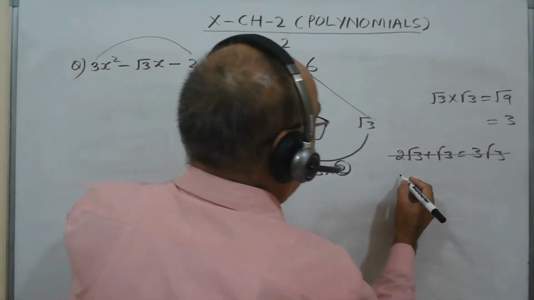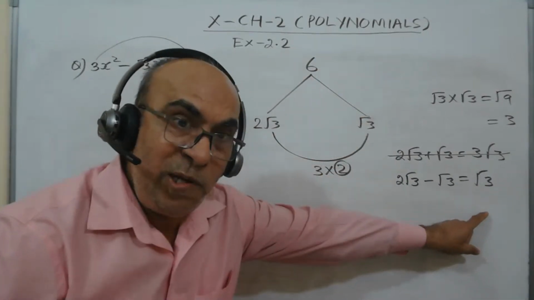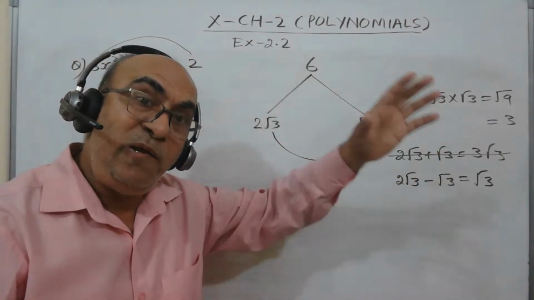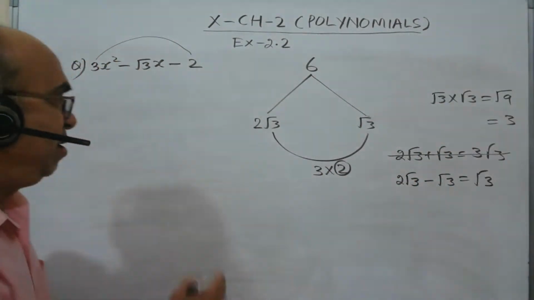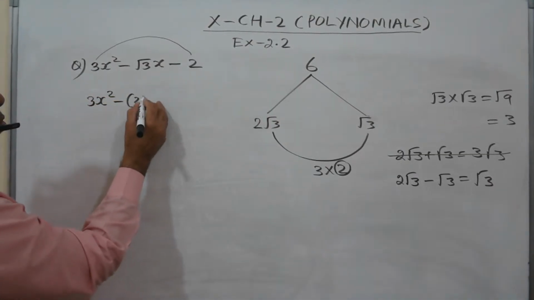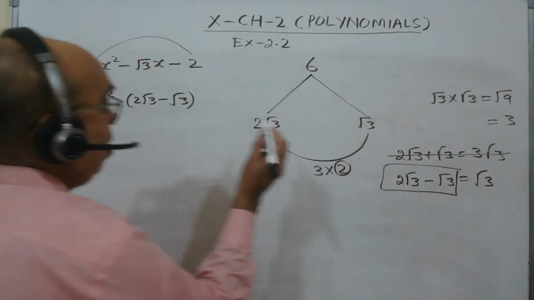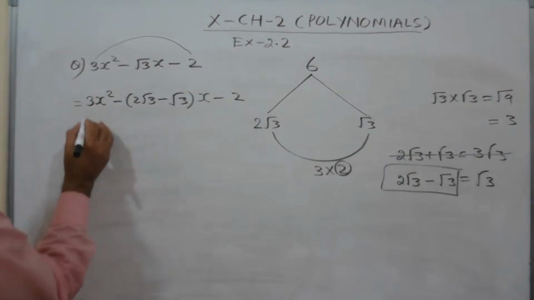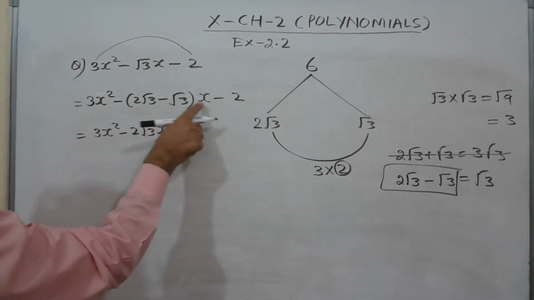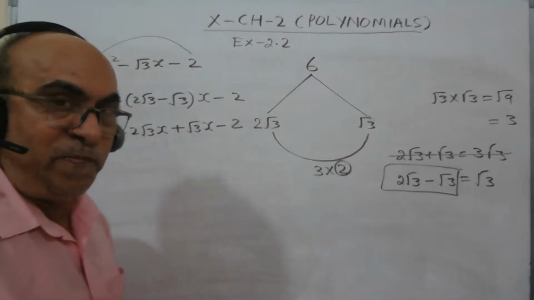Now see the difference. This is equal to how much? Root 3. What is here? Root 3. So you can use the sum or you can use the difference. Now 3x square minus 2 root 3 minus root 3. Exactly, I'm using this one. See, it's very simple. X minus 2. Now open bracket: 3x square minus 2 root 3x minus 2 root 3x plus root 3x minus 2.